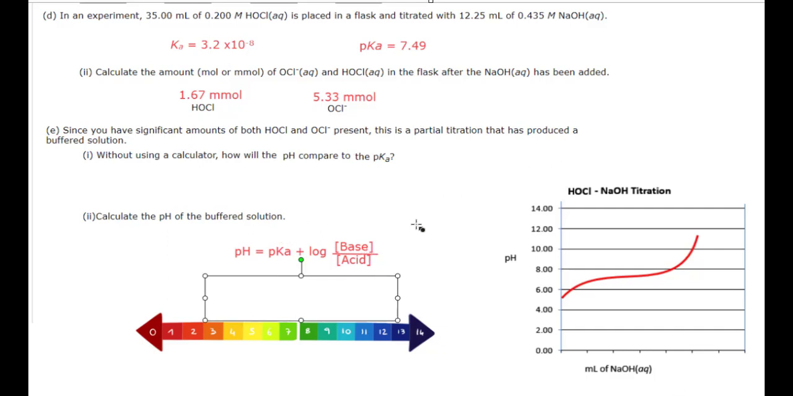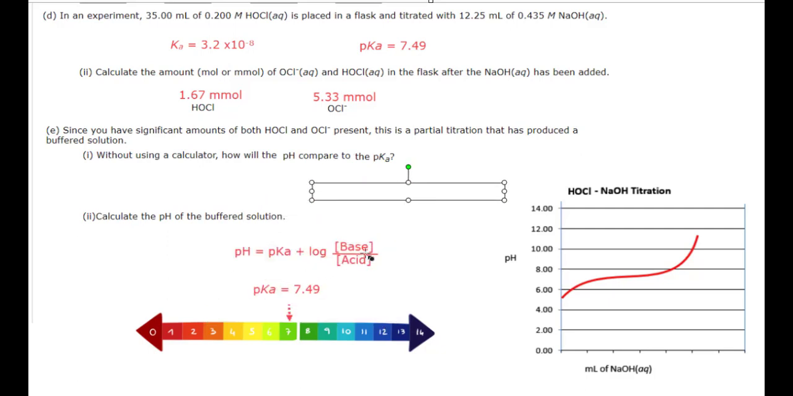Well, now we could do the math, but we can do it without a calculator, because when the base and acid are equal, we've got a logarithm of 1, which is 0. The pH equals the pKa. And we just figured out the pKa is 7.49. When we have an equal amount of base and an equal amount of acid, our pH will be 7.49.